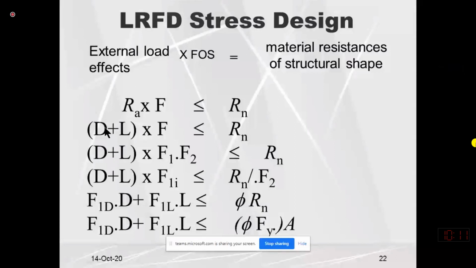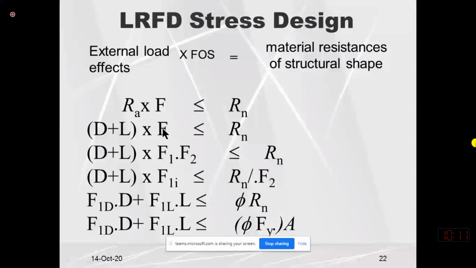The total load may be the summation of dead plus live load. So in generalized form, I am representing the applied load effect in terms of the summation of dead load and live load. There might be many other loads, such as earthquake load and wind load, but for simplification I am just considering dead plus live load. Then we have the factor of safety, and this is the resistance of structural components.